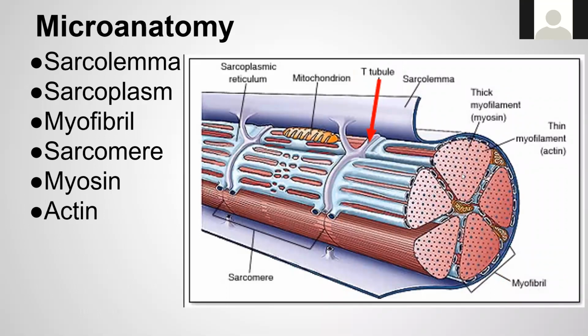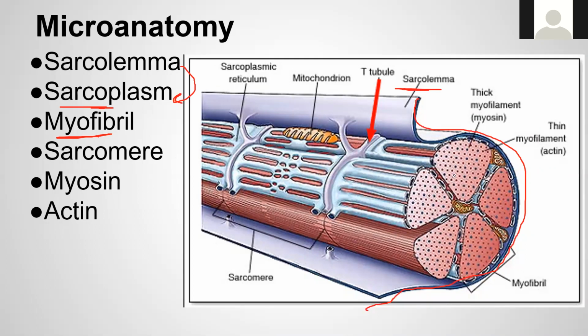And here's a better picture of the microanatomy of it. Again, your sarcolemma is this cell membrane that houses each one of those myofibrils. The sarcoplasm exists within the confines of the sarcolemma. Inside the sarcoplasm is where you have glycogen. It's also where you have mitochondria. Housed within the sarcoplasm is your myofibril.